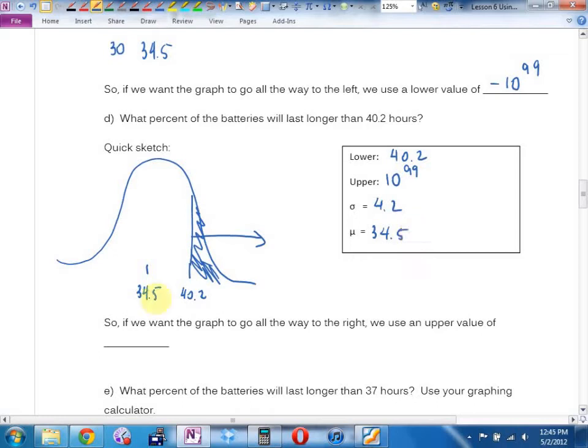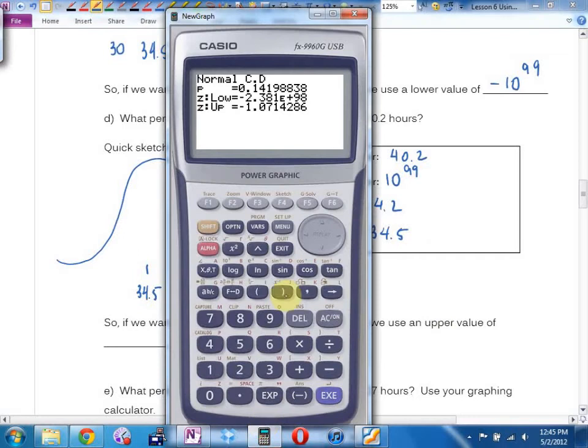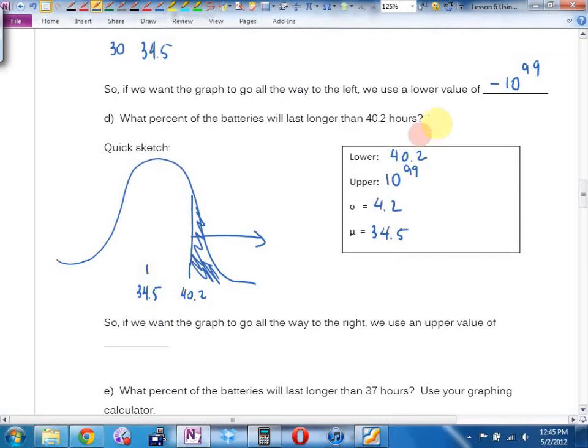Yeah, because isn't this way negative and this way positive? Good question. Yoink. 40.2, 10 to the 99th, the rest can stay. You get 0.0874? 0.0874, or 8.74%.